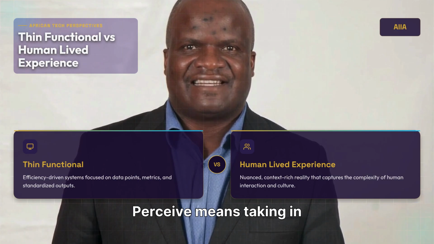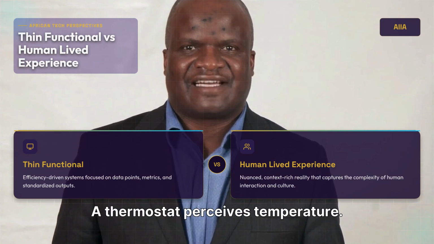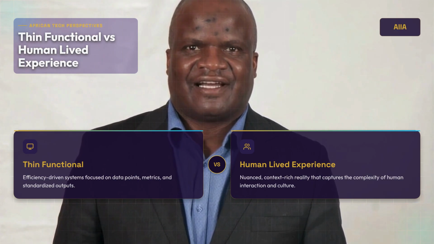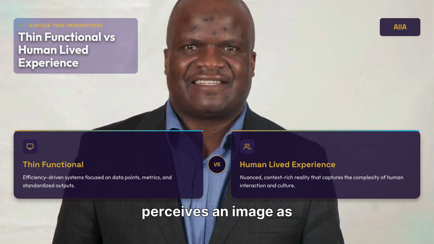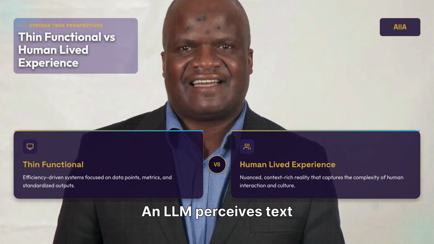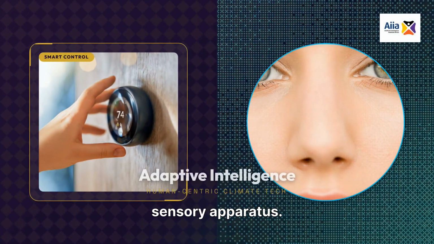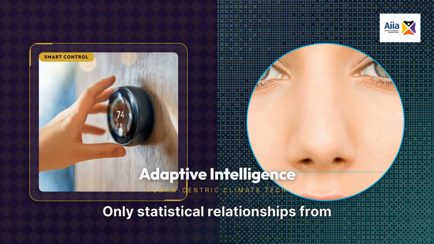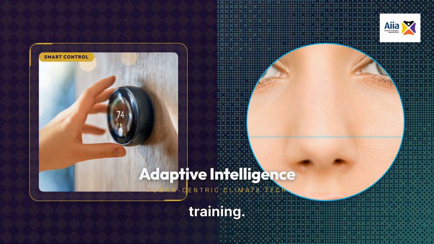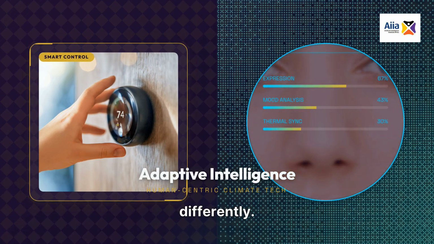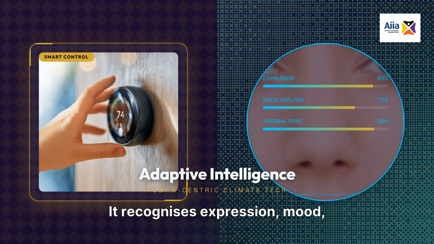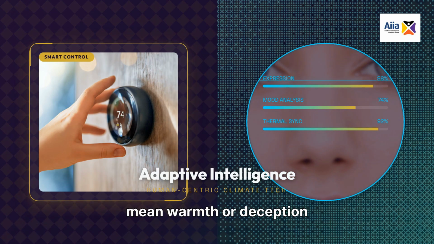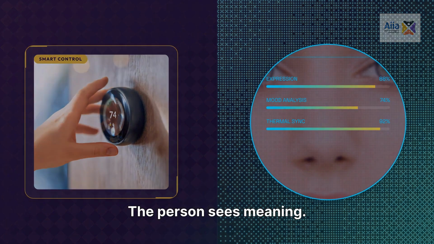Perceive means taking in structured input. A thermostat perceives temperature. A computer vision system perceives an image as pixels and patterns. An LLM perceives text as tokens. That is the whole sensory apparatus. No lived experience, only statistical relationships from training. A human eye sees differently. It recognizes expression, mood, and context. The same smile can mean warmth or deception depending on who is looking. The machine sees patterns. The person sees meaning.